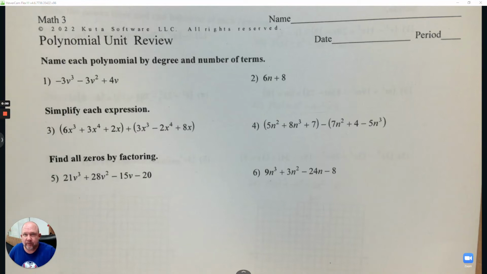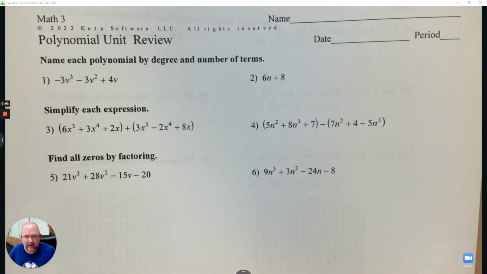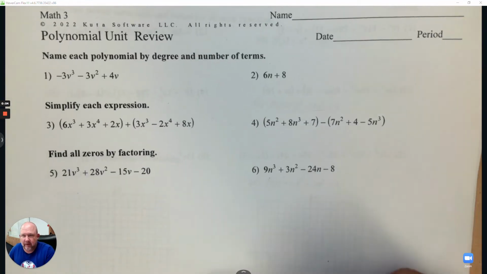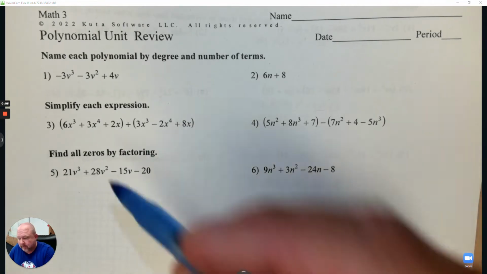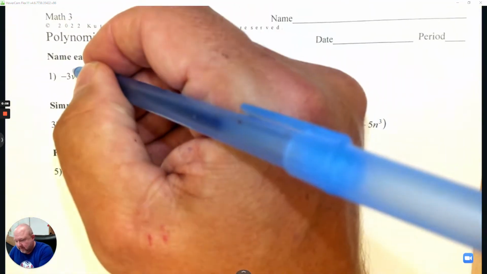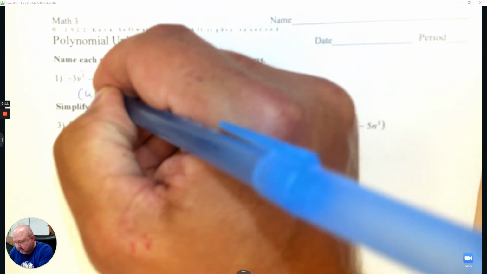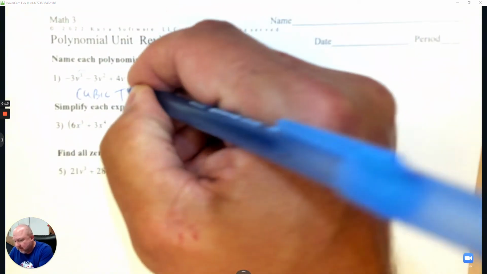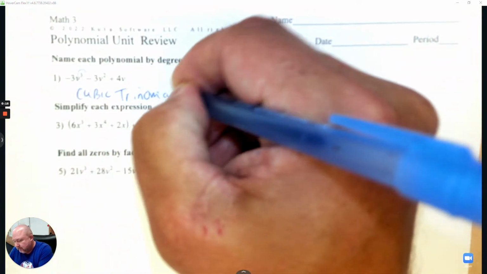All right, let's review for the test together here on polynomials. Name each polynomial by degree and number of terms. So the degree is the biggest exponent. The biggest one is 3, so we call it a cubic. How many terms we have is 3, so we call it a trinomial.